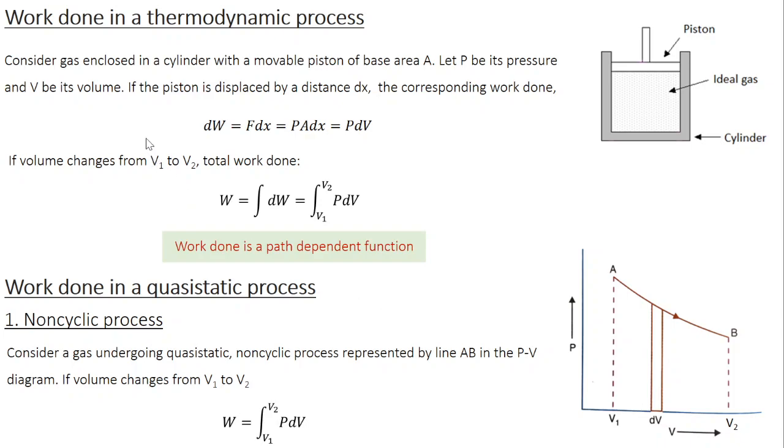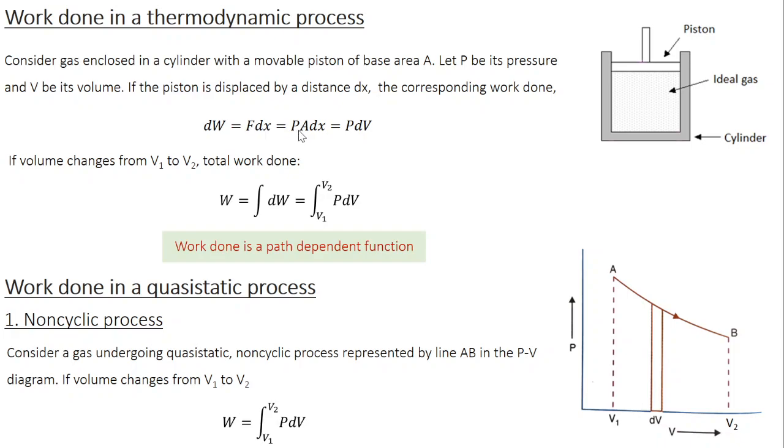So imagine that you have some gas enclosed in a cylinder with a movable piston of base area A as shown in this figure. Let P be the pressure of the gas and V be its volume. And if the piston is displaced by a distance dx, what is the corresponding work done? So work is force into distance. So for a displacement of dx, work done dW is going to be F into dx.